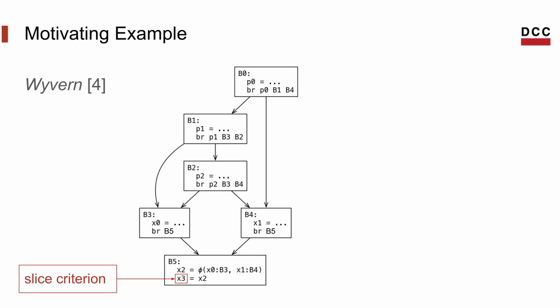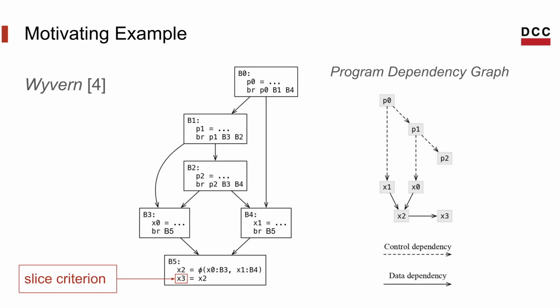Let X3 be our slice criterion, and the program is in SSA form. We start traversing X3's data dependencies backwards to create a graph of dependencies. So X3 depends on X2, X2 depends on X1 and X0, and so on and so forth. This new graph is called the program dependency graph, where solid edges represent dependencies between variables, and dotted edges represent predicates or conditionals that need to be executed to compute the value of the slice criterion.